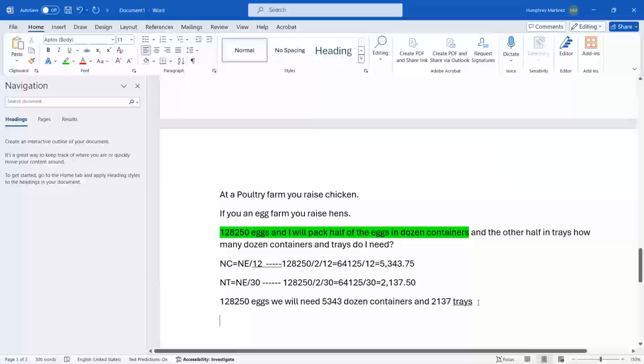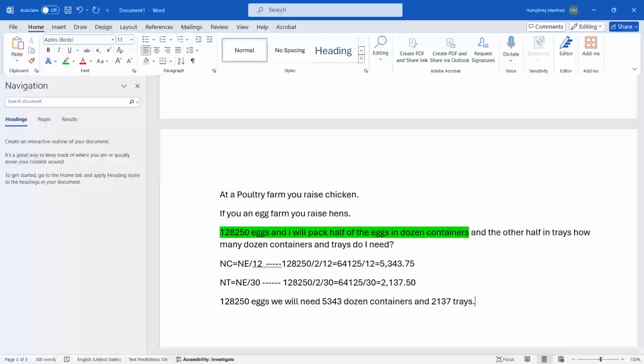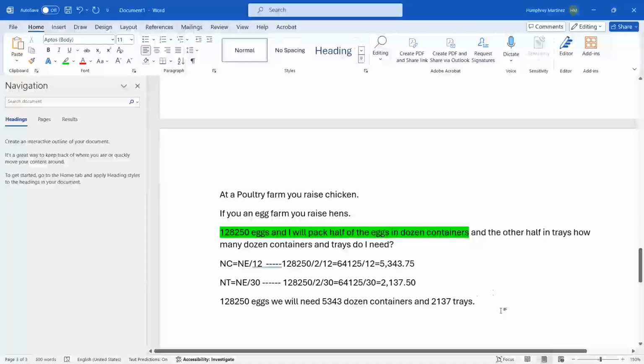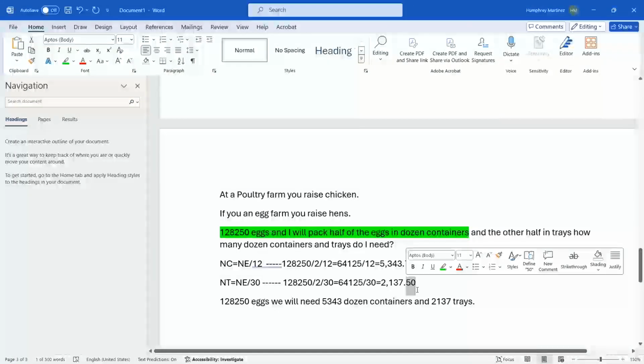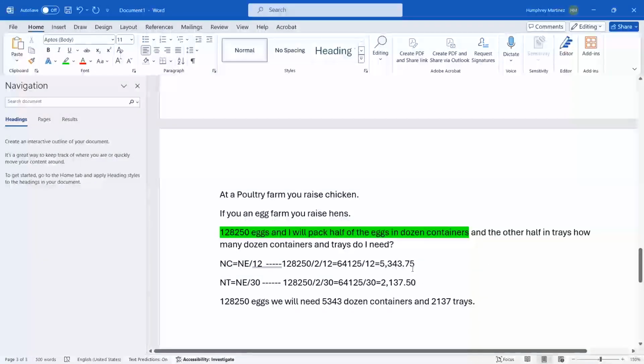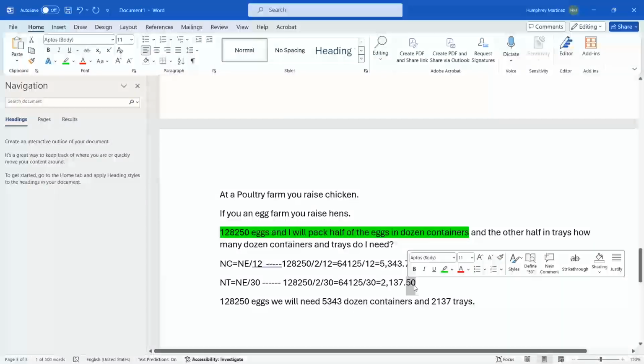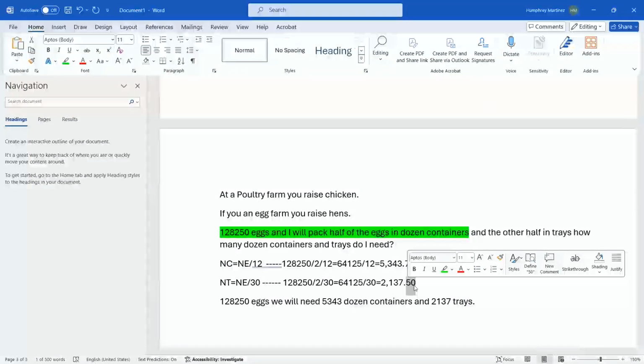Okay, then half of the production, we put it in containers, and half of the production we'll put in trays. And we will have leftover, okay? We will have leftover this 0.75 here and 0.50 here. And probably what you can do is, por ejemplo, aquí les van a sobrar 15 huevos, ¿verdad? Porque si dice que es la mitad de 30, es 0.50 of 30, es 15 huevos, ¿verdad?